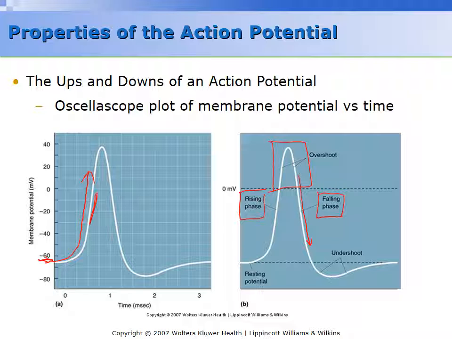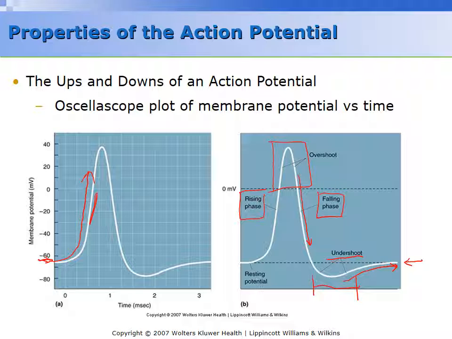However, there is a brief period in which the potential becomes actually less than the resting membrane potential, which is known as undershoot. And this is a very important property of a neuron. Now, we will talk about it later, but after the undershoot, the membrane potential slowly comes to its resting state.